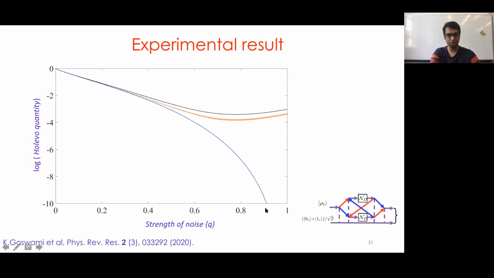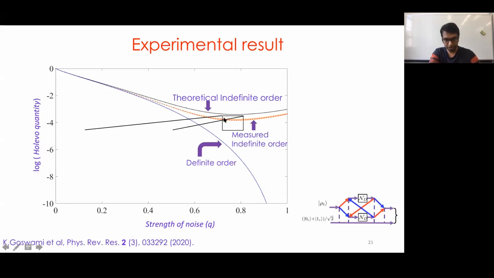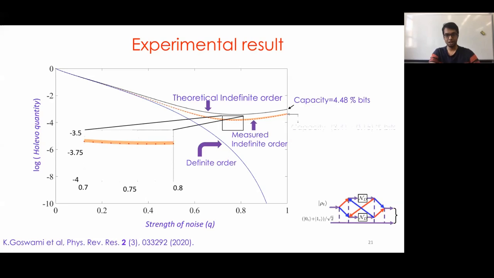This x-axis is q, that is the noise of the depolarizing channel, and this y-axis is the logarithm of the Holevo quantity. You can see at full noise, that is q equal to one, this definite ordered scenario is going straight to minus infinity, that is, the Holevo quantity is zero. And this black line shows even at full depolarizing strength, it is possible to have non-zero information. These red dots are our experimentally measured data, and this orange shade is due to imperfect visibility. So at full depolarizing strength, it is possible to transmit 4.48% of bits, and in our experiment we retrieved 3.41% of bits.